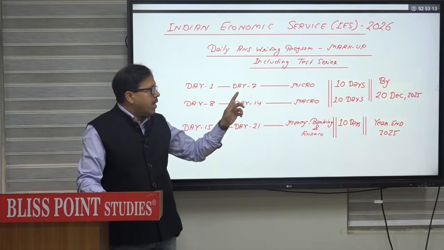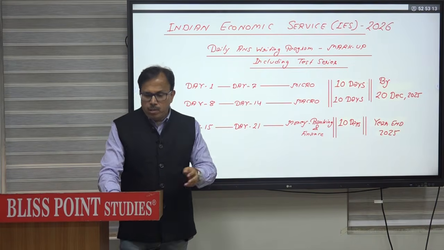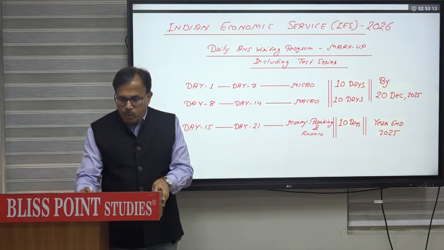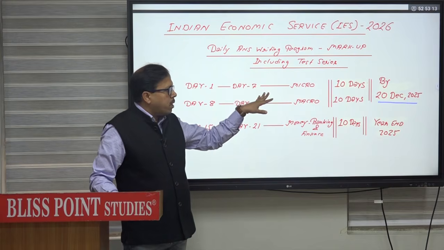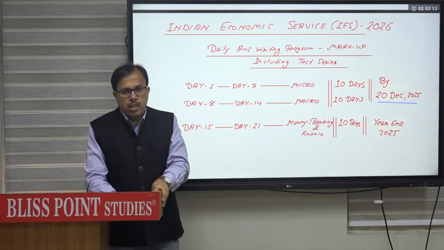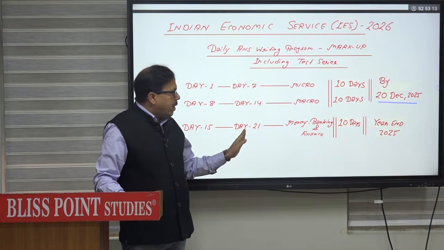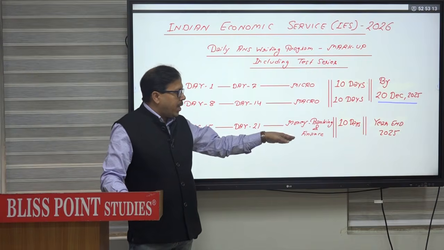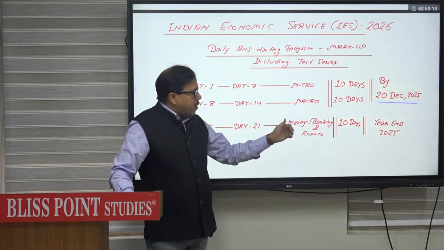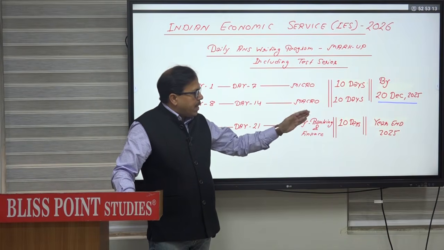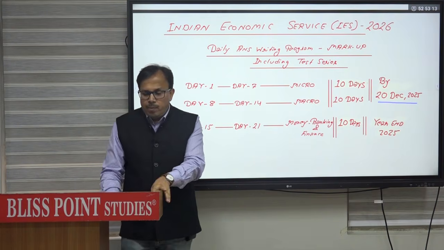So take 10 days for micro and the next 10 days for macro. That means by 20th of December 2025, your content for micro and macro should be complete. That means 14 days of daily answer writing practice. Then the third week, days 15 to 21, is money, banking and finance, which is part of your G2 paper. Again you can take 10 days for these 7 days. So by year end your micro, macro and money, banking and finance should be over.